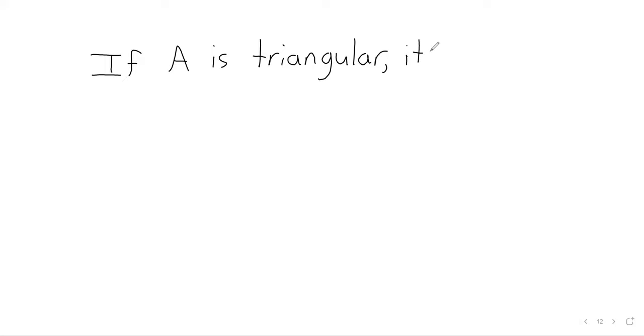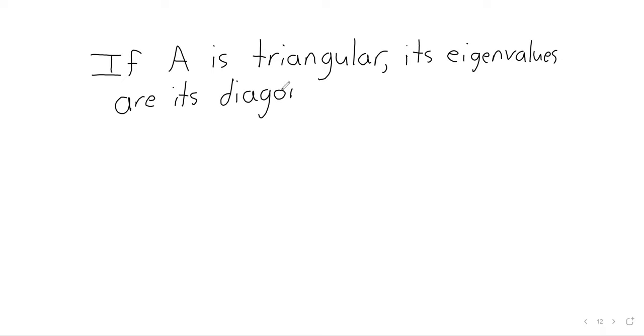is the following. If A is triangular, remember what triangular means: either all of the entries above the main diagonal in the matrix are zero, or all the entries below the main diagonal are zero. If A is triangular, its eigenvalues are its diagonal elements.